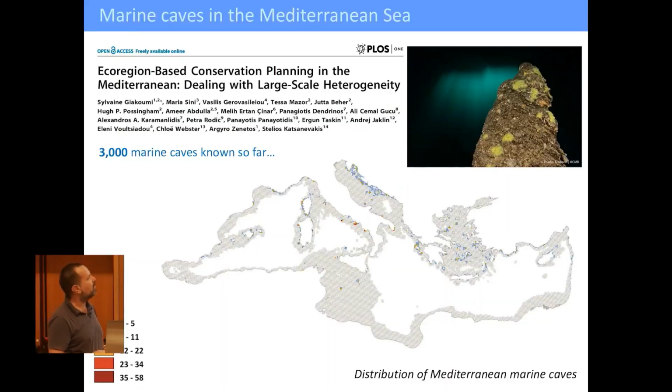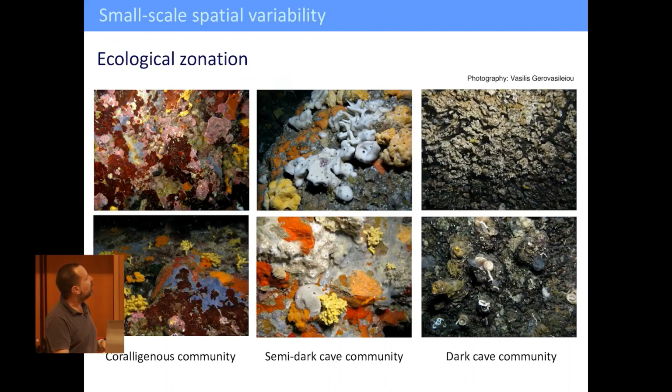And the last typical Mediterranean habitat that I would like to show you is the marine caves. So the northern coast of the Mediterranean, I don't know if you can see here the little blue dots, is full of caves. Up to now, there are 3,000 marine caves known, not necessarily explored. So marine caves have a particular zonation pattern.